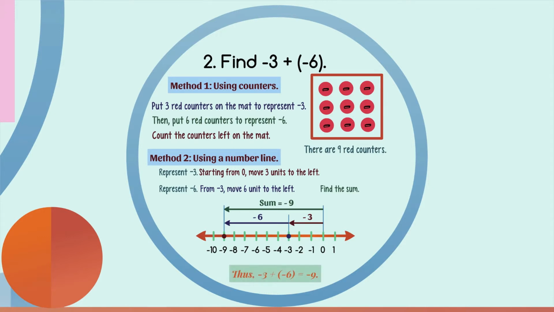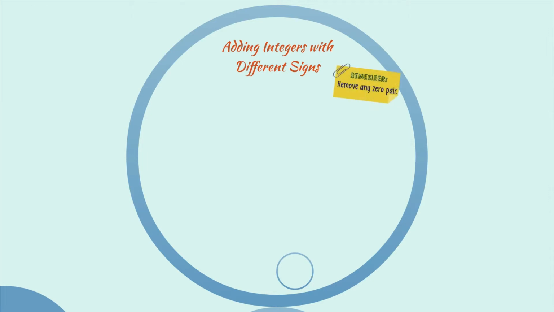Thus, negative 3 plus negative 6 is equal to negative 9. We've been adding integers with the same sign so far. Now let's study how to add integers with different signs. Remember this: remove any zero pair when using the counter method.